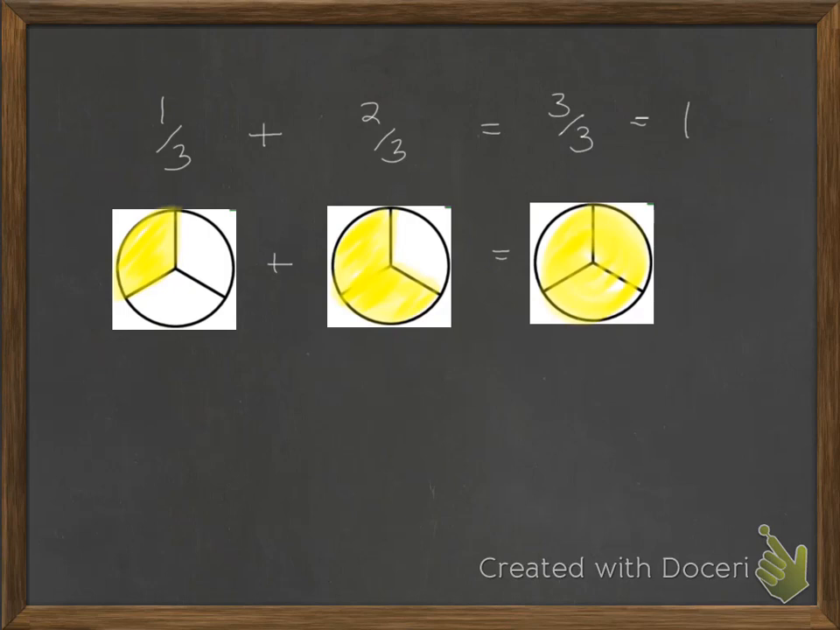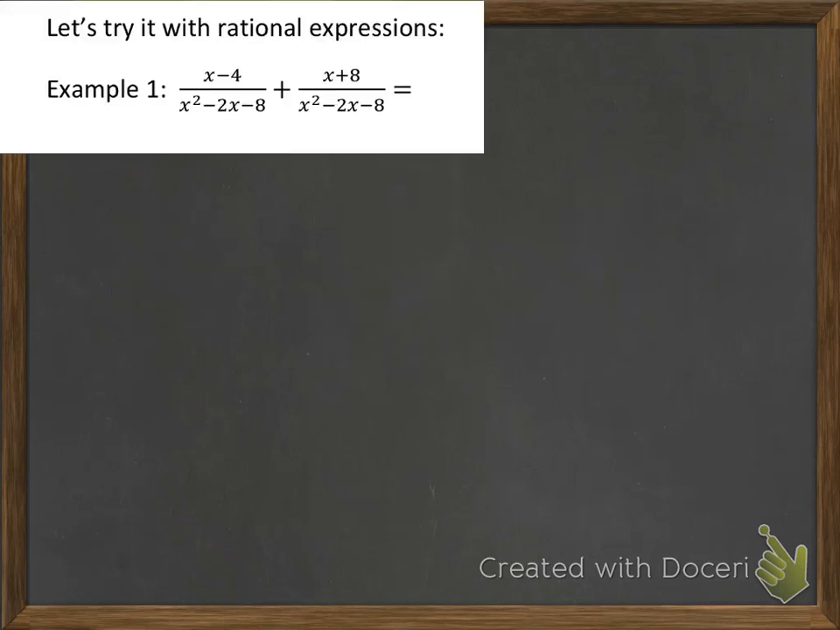So how does this concept relate when we start using algebra and start introducing variables? Well, let's use this first example. So again, just like in the last example, we have the same denominator. So our process is going to be exactly the same. We are going to add the numerators while keeping the denominator the same.